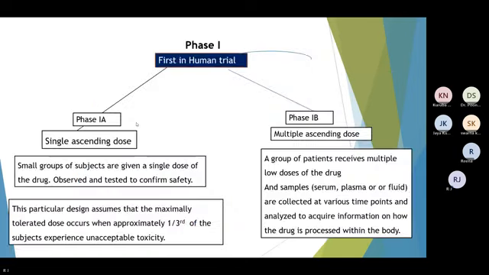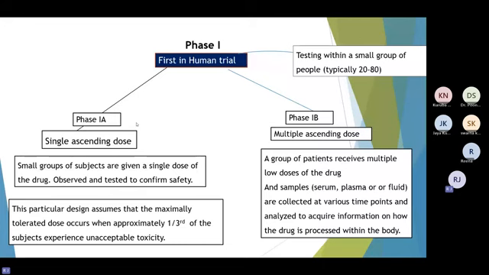Phase 1 is nothing but the first-in-human trial. Why is it first in human? Because after the preclinical stage, this is the first time we are going to test the drug in humans. So in the clinical stage of development, we test the drug in humans, and phase 1 is the first step. In how many people do we test the drug? Generally it is tested in 20 to 80 people. Okay, this number may vary. Some books may suggest 30 to 70 or something like that, but generally it is less than 100.